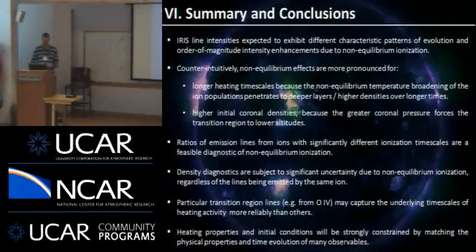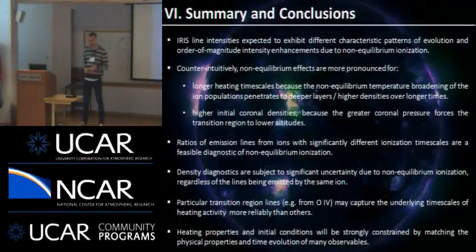So I'm just going to put up this summary and conclusion, and say that the line intensities we expect to show different characteristic patterns of evolution when you take account of non-equilibrium ionisation. And somewhat weirdly, these effects are more pronounced at longer heating timescales, because essentially the ion population has more time to depart from equilibrium, and somewhat oddly at higher densities as well, but that's because the pressure increase is higher, so it can shove the transition region much further down the loop. And there are one or two other things that you can read for yourselves, so thanks very much.